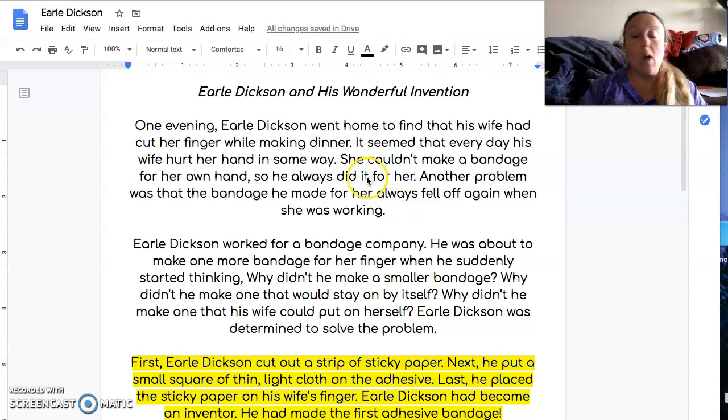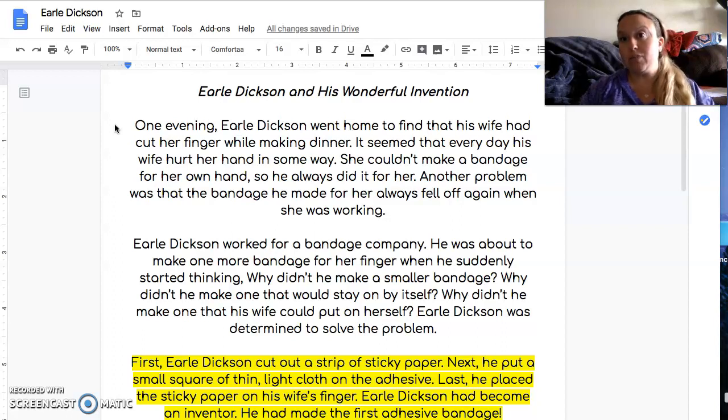So one evening, Earle Dickson went home to find that his wife had cut her finger while making dinner. It seemed that every day his wife hurt her hand in some way. She couldn't make a bandage for her own hand, so he always did it for her. Another problem was that the bandage he made for her always fell off again when she was working.